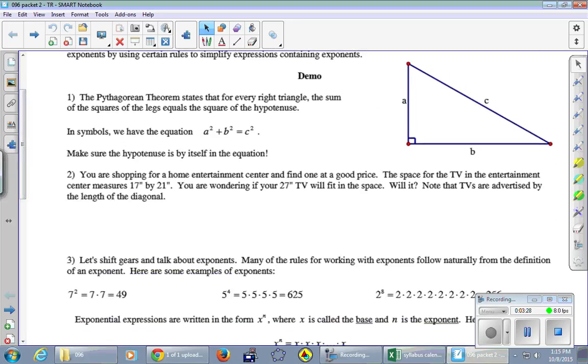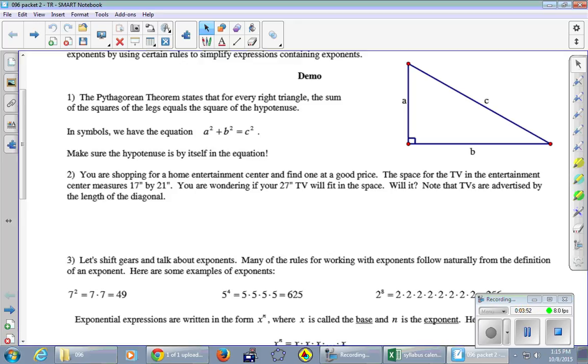You guys all know this theorem, right? It's the most famous theorem in all of mathematics. It has to do with right triangles. If you have a right triangle where the legs are a and b and the hypotenuse is c, then we get that most famous of equations, a squared plus b squared equals c squared. Got to make sure you put the hypotenuse by itself. You can swap a and b, but the hypotenuse has to be on its own in the equation.